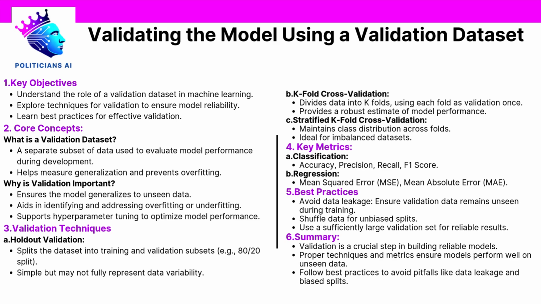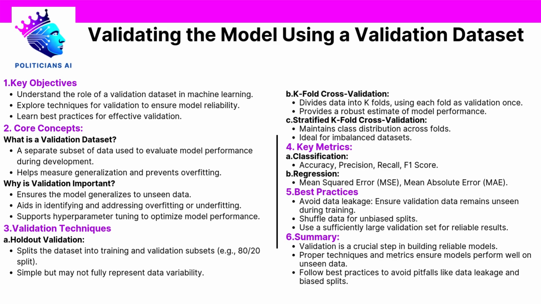It gives us a way to see how the model is performing before we finalize it. This is especially important because, during training, the model can become too focused on the specific details of the training data, a problem known as overfitting. The validation dataset helps us catch this early and make adjustments. Now, why is this process so important?